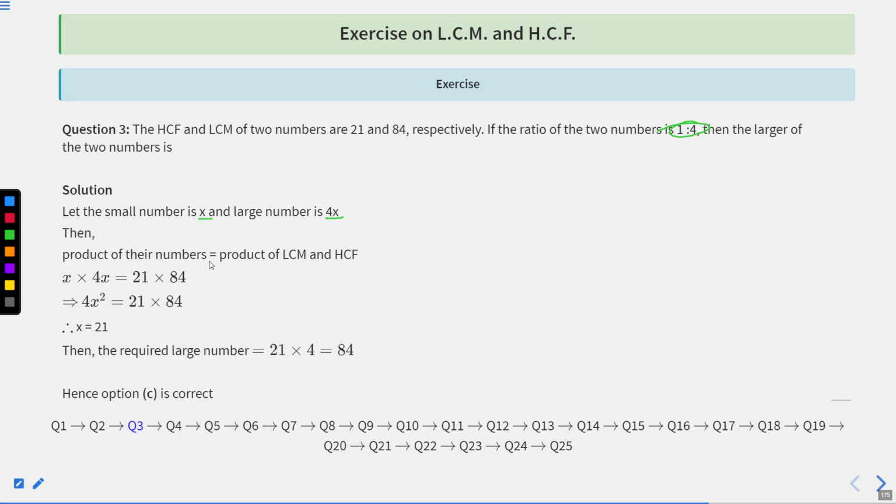Then the product of the numbers is equal to the product of LCM and HCF. That means x into 4x is going to be 21 into 84 because LCM and HCF are known. So we can write it as 4x square equal to 21 into 84. When you simplify this, you will have x equal to 21. Then the required largest number is 21 into 4, because when you put x in 4x, you will get 84. The correct option here is option number C.